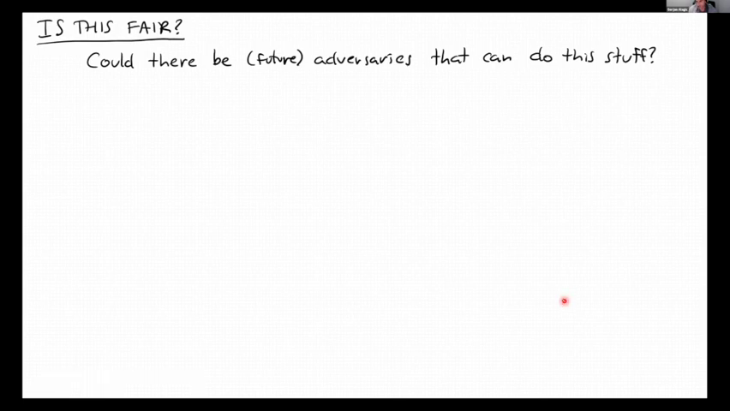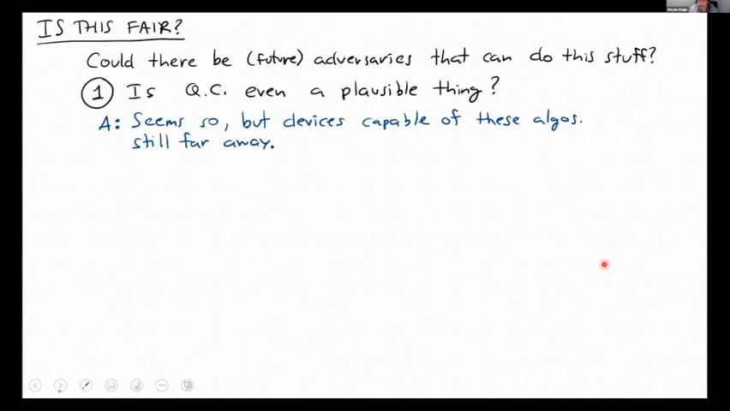So maybe just a slide of backing up and trying to think about what's going on, and is this all okay? Is this all fair? Should we really be thinking, especially in crypto, about future adversaries that can do all this stuff? I guess there are two questions here. One is, is quantum computation even possible? I'm not going to really get into this one. I would just say it seems like it is, although we should be clear that devices capable of these algorithms at cryptographically relevant sizes are still quite far away.